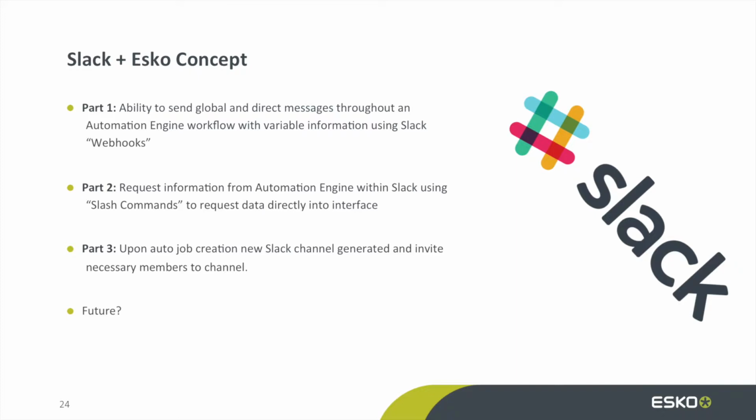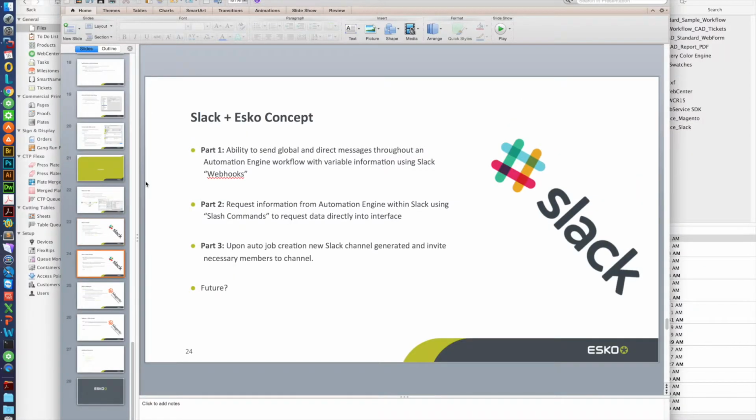So what I came up with quickly was: how can we integrate Slack with Automation Engine? Part one, the ability to send global and direct messages through an Automation Engine workflow with variable information using the Slack webhooks function. Part two is to request information from Automation Engine within Slack using /commands to request this data directly from that interface. And then part three, auto job creation through a Slack channel and invite the necessary members if needed. So let's just take a look at some of these examples.